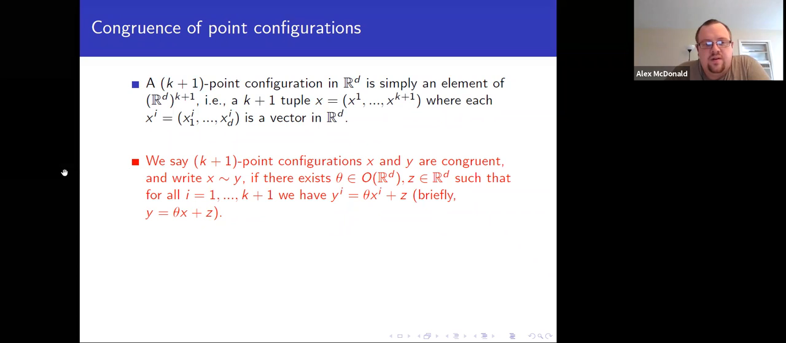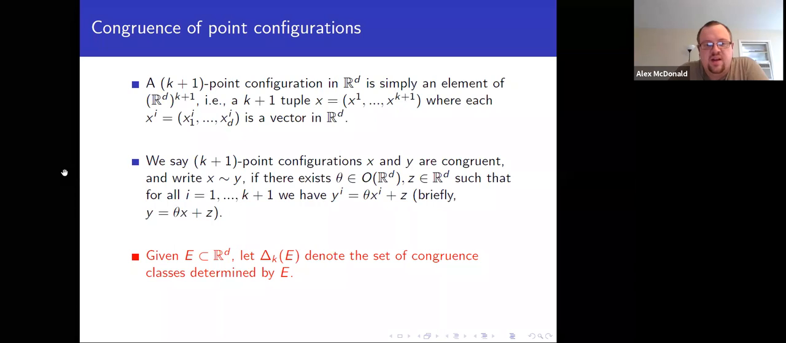Okay, so one problem we can talk about is congruence. We say that two configurations are congruent if you can map one onto the other by rigid motions. Specifically, there exists theta, an orthogonal transformation, and there exists z, which we'll view as a translation, such that for all points in the configuration, you can map x^i to the corresponding y^i using that same theta and z. So we have y^i equals theta x^i plus z for all i. Okay, so we say two such configurations are congruent, and you can let Delta_k(E) denote the set of congruence classes determined by E.